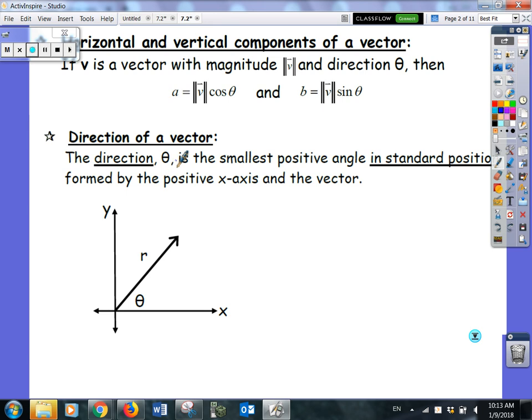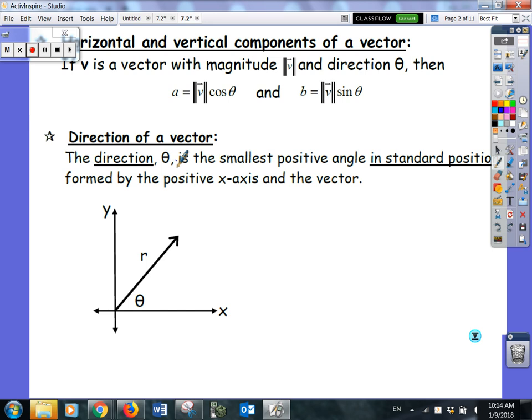Smallest doesn't mean it has to be acute. It could be acute if it's in quadrant 1, but if it's in quadrant 2, it's still the smallest positive angle. If we're in quadrant 3, somewhere between 180 and 270, it's still the smallest positive angle formed by the x-axis and the actual vector. If we're in quadrant 4, then it's going to be somewhere between 270 and 360. So don't get confused with that word smallest. Smallest just means we could really just say direction is the positive angle in standard position form. But the reason we say smallest is because you don't know where the vector is going to be.